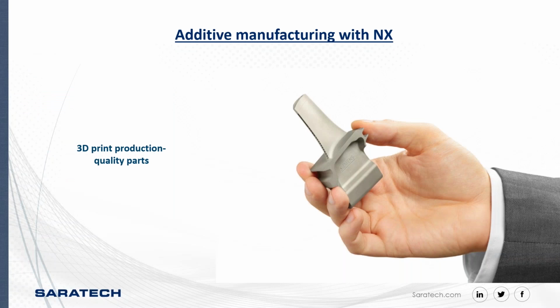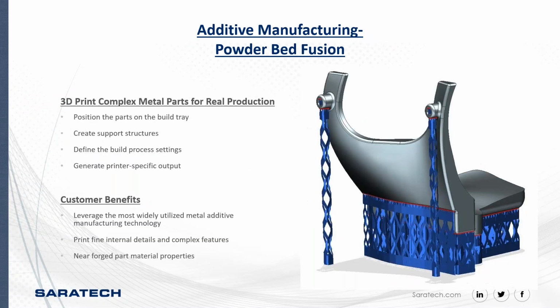So let's talk about the additive manufacturing and the 3D printing, what they've added into NX. They've given us a very strong powder bed fusion module, and you can print 3D and complex metal parts for real production. You can position the parts in the build tray. You can create support structures, define the build process settings, generate printer specific outputs.